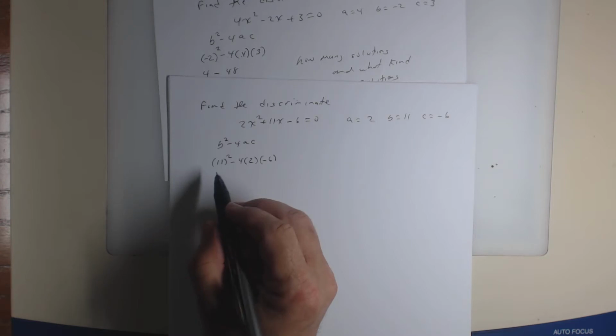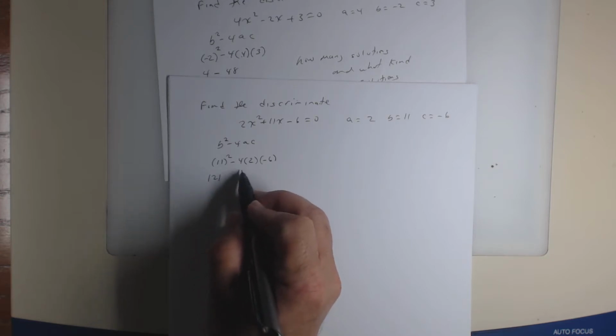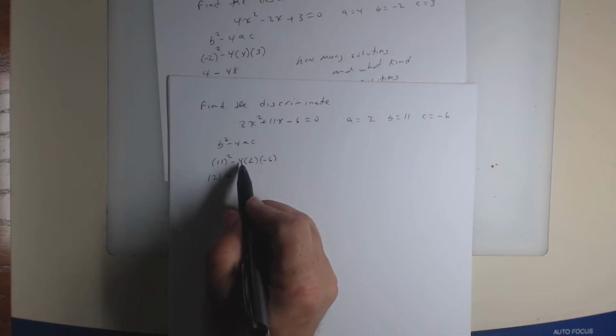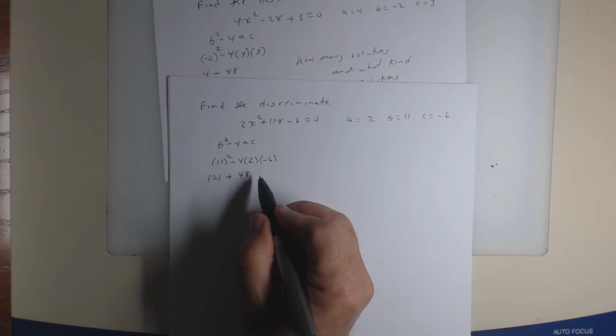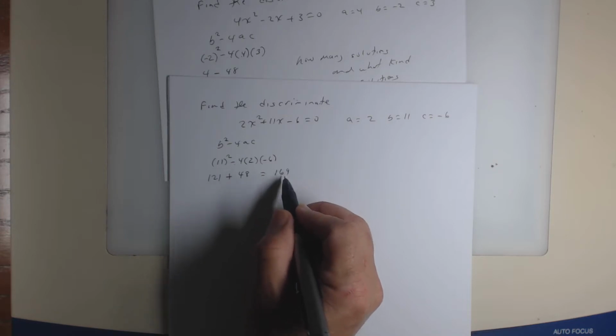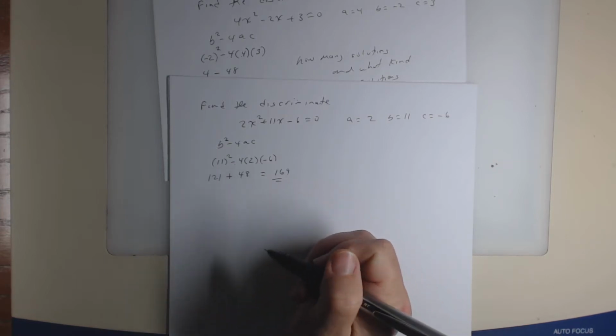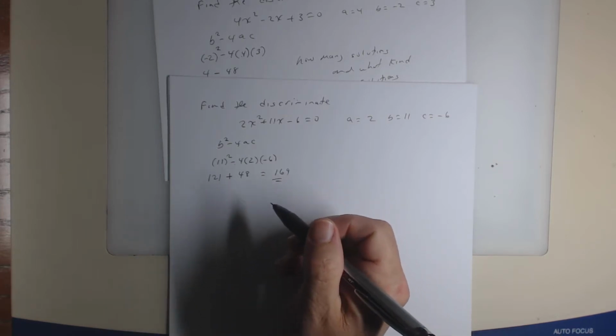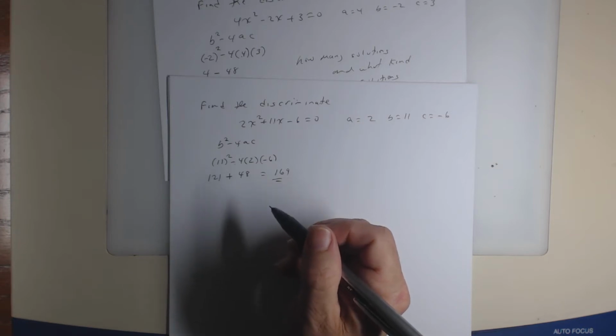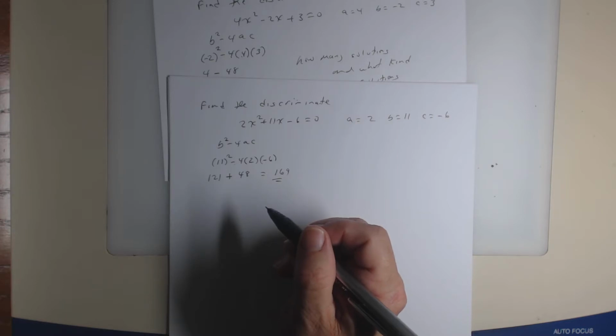11 times itself is 121. A negative times a positive is a negative, a negative times a negative is a positive. Okay, 4 times 2 is 8. 8 times 6 is 48. So when I add them up, what's the discriminant? 169. Okay. So it's positive, right? So I know I'm going to get 2 real. Now, is 169 a perfect square?